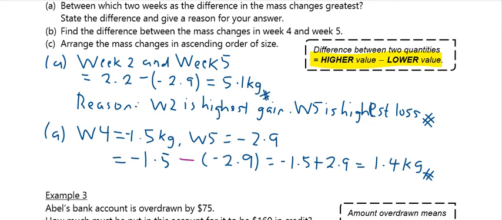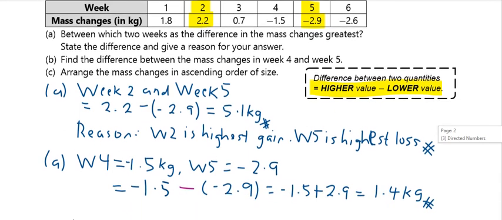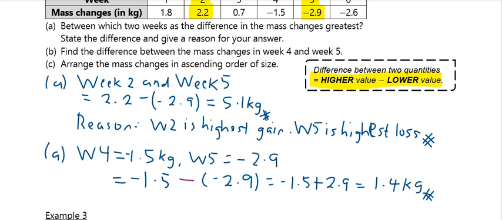Right, part C, arrange the mass changes in ascending order of size. Ascending means you have to start from the smallest one. So here I will just use arrangement of the number. Okay, let's do part C. Part C, which one is the lowest one?